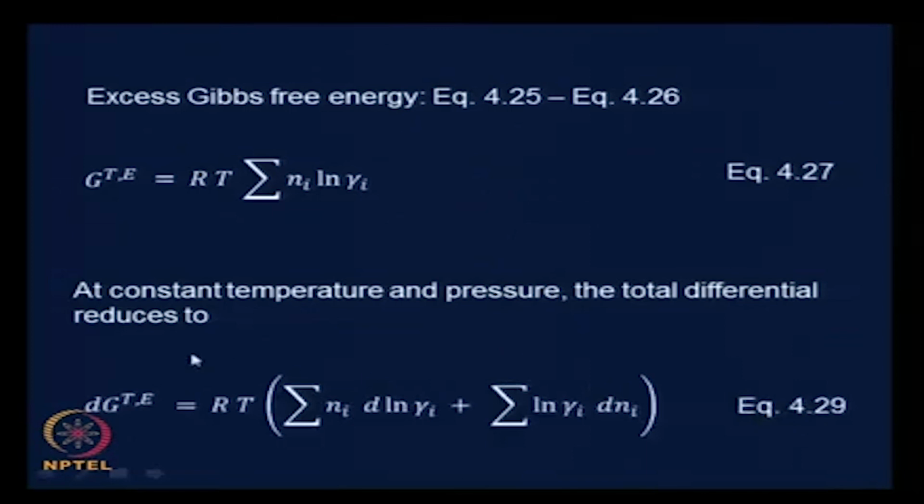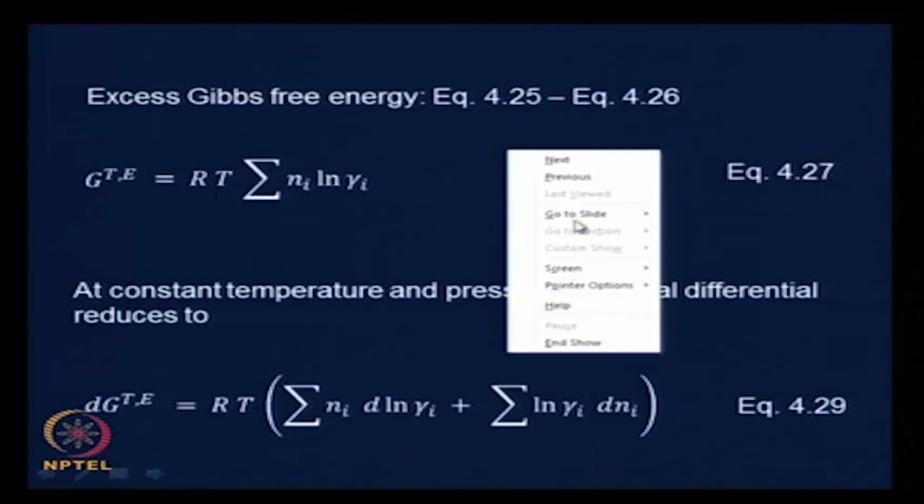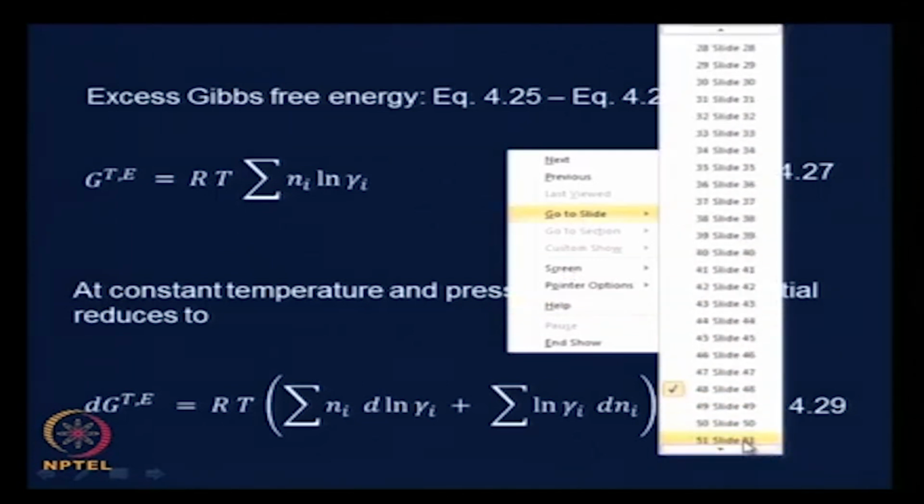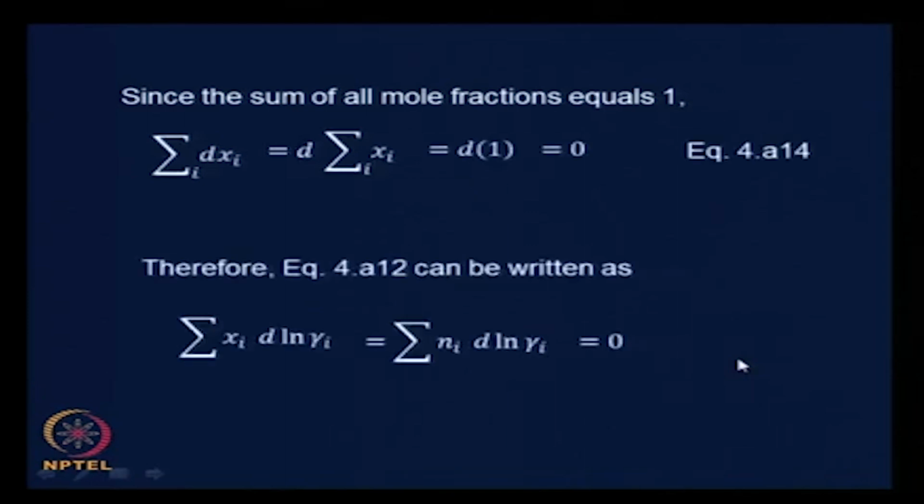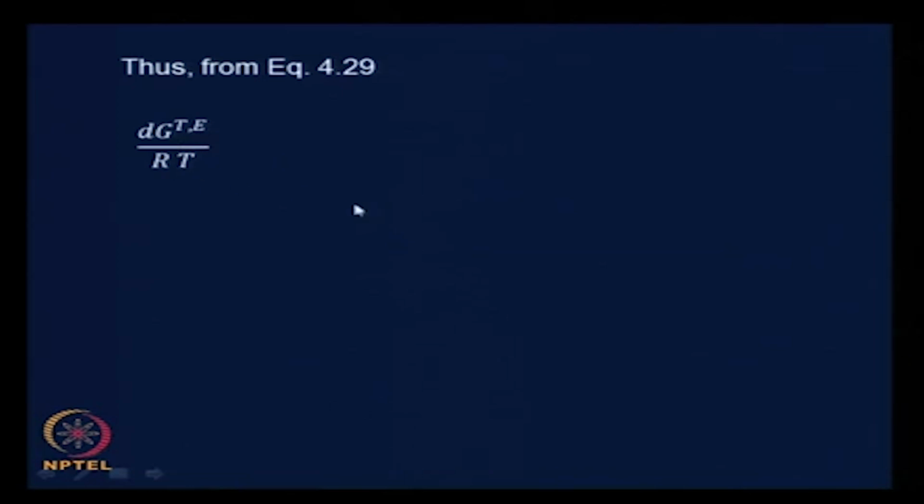This was equation 429, and if you remember, this is dGTE equals RT times sum over ni d ln gamma i plus sum over ln gamma i dni, and we went through an extended derivation to show that the first term is actually 0. Therefore dGTE equals RT sum over ln gamma i dni, and if you transpose this equation, dGTE by RT equals the sum over ln gamma i dni. That is the next thing we are going to consider.